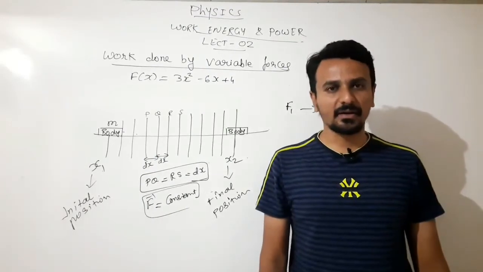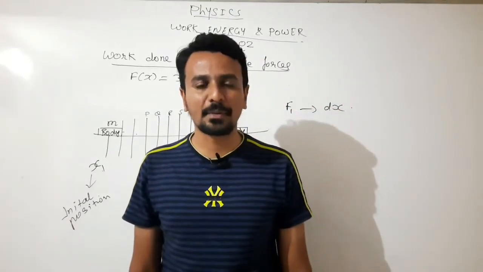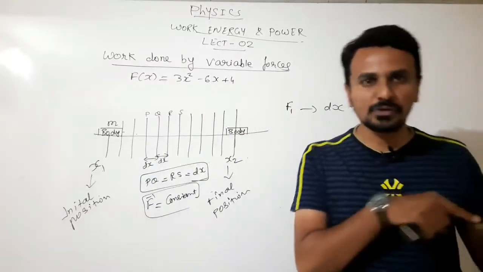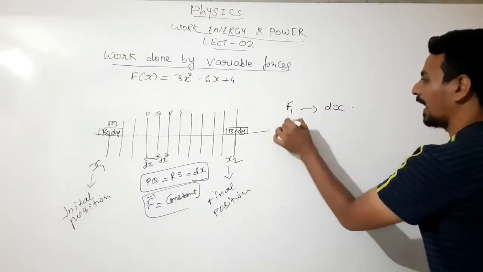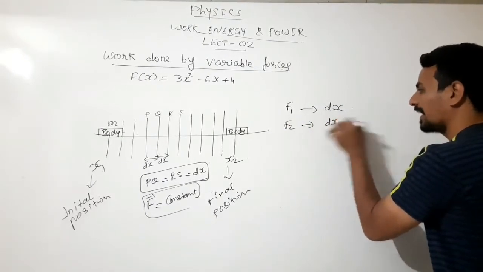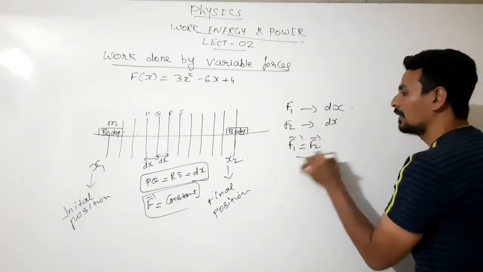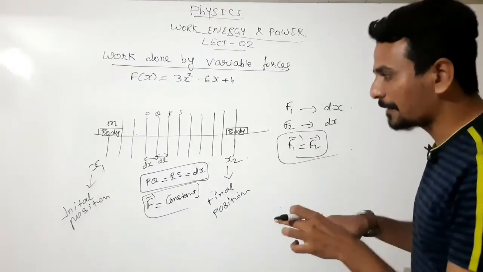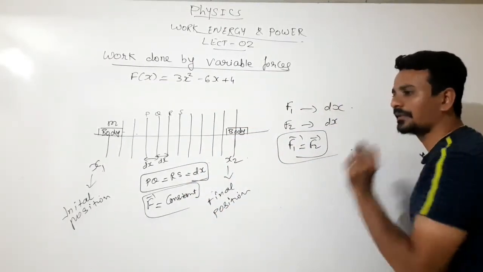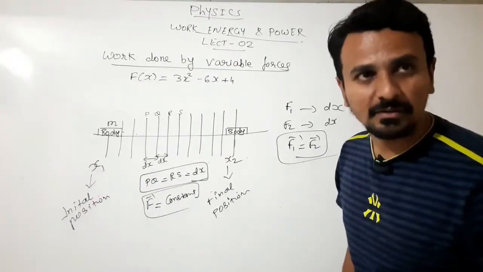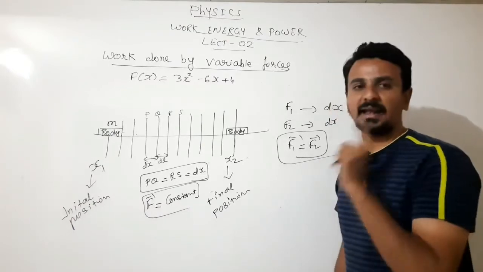Again I am standing over here, a force F2 acts on me, and again I have been displaced by the same amount dx. So when force F2 acts on me, I am getting displaced by dx. So now I can say F1 is equal to F2. This is the concept, a proper method to explain that for a very small displacement, force can be taken constant, and then by using integration we can calculate the work done, right?